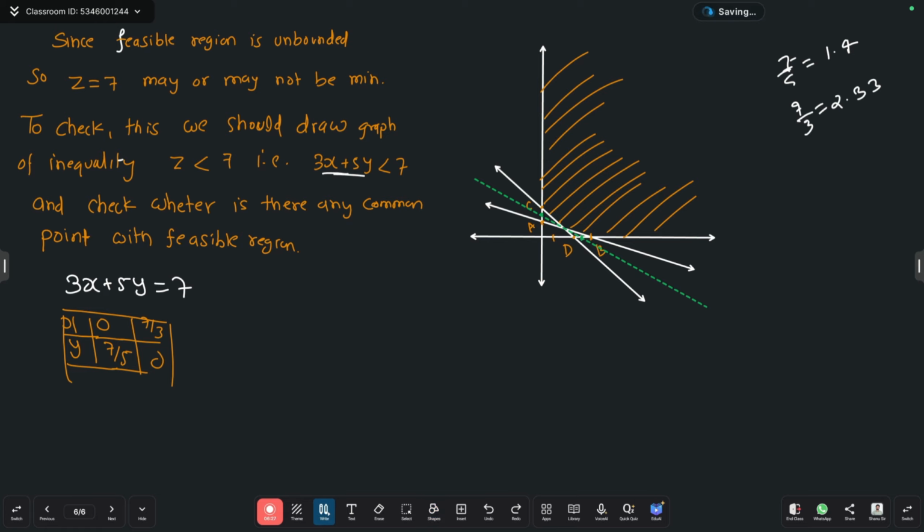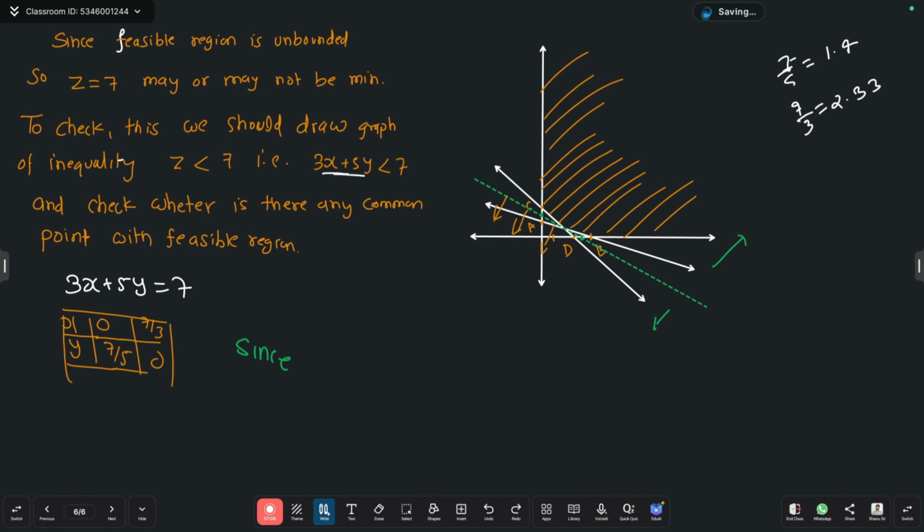This dotted line divides the plane into two disjoint half planes, an upper half plane and a lower half plane. Where will it go? Because it is less than 7, when we put origin 0, 0, it will be true. It means the graph of this inequality will be this side. Now we can see that the graph of this inequality and our feasible region have no common point. If there is no common point, then whatever minimum we got is the minimum. Next line.